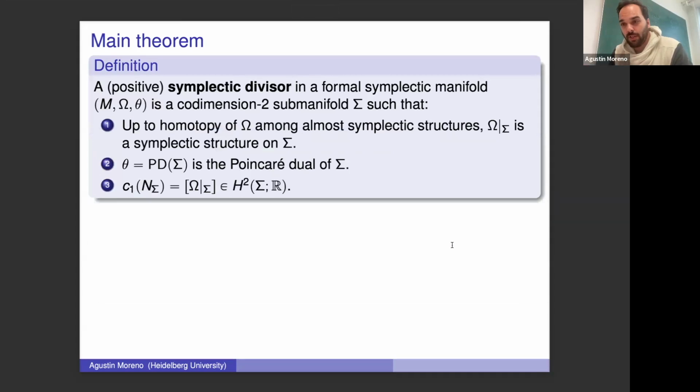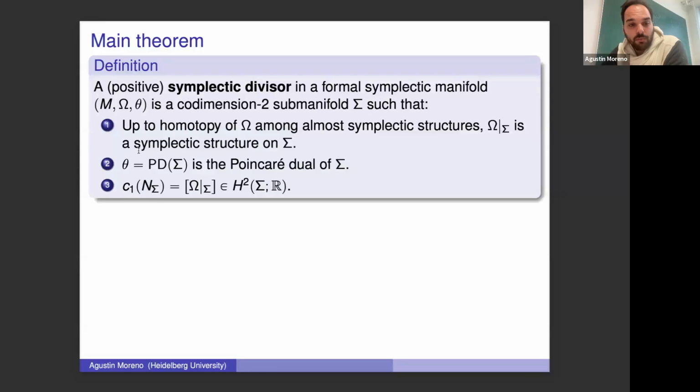In order to state the main theorem, I need a definition. And this is the notion of a positive symplectic divisor. So a positive symplectic divisor in a formal symplectic manifold will be a codimension 2 closed submanifold sigma, satisfying 3 different assumptions. First of all, up to homotopy of the two-form amongst almost symplectic structures, I want to assume that the restriction to the divisor is actually symplectic. So it's closed and non-degenerate along the divisor.